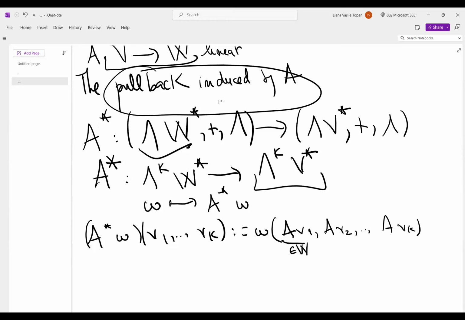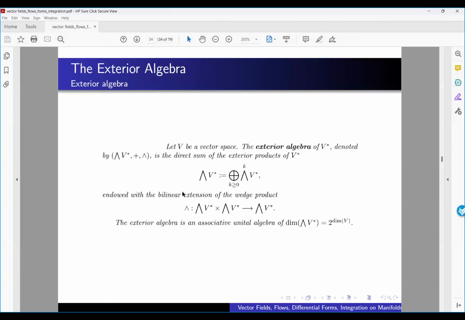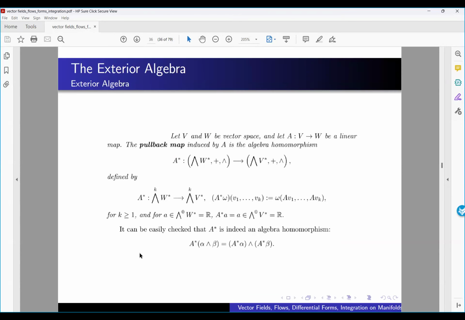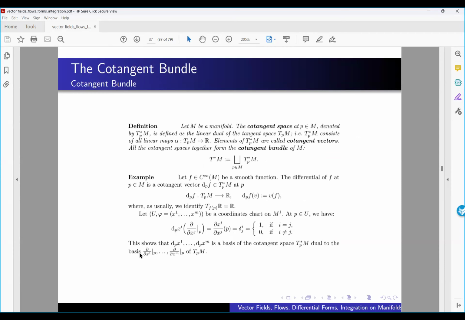We are going to see why I need it defined in a while. We are going to apply all this on a particular vector space that we already talked about, just a little bit of patience. So we did all this. Okay, now this is the pullback induced by A, and A star, the pullback, is a homomorphism of algebras. That means that when you apply it on the wedge product of alpha and beta, this is the wedge product of the images. Okay. All right.